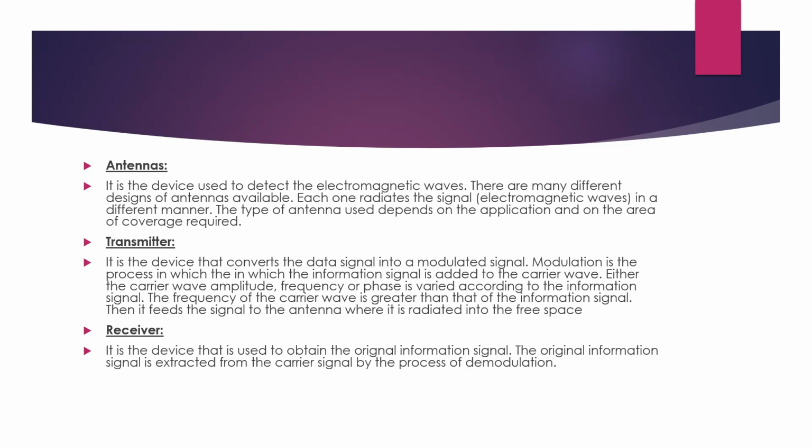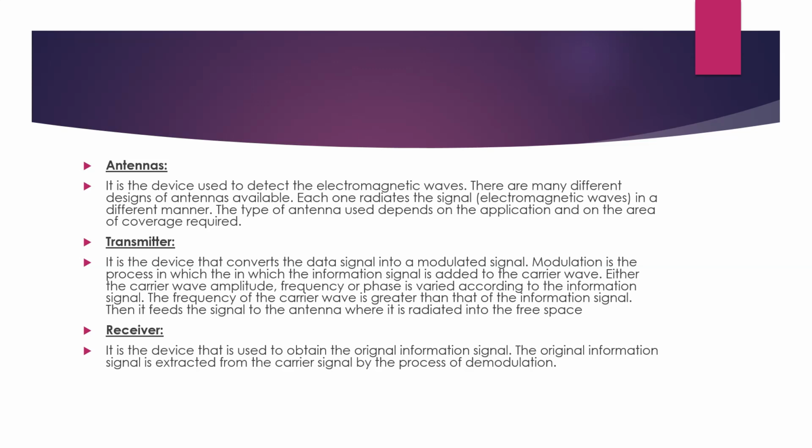The transmitter converts the data signal into a modulated signal. Modulation is the process in which the information signal is added to the carrier wave. Either the carrier wave amplitude, frequency or phase is varied according to the information signal. The frequency of the carrier wave is greater than that of the information signal. Then it feeds the signal to the antenna, where it is radiated into free space.